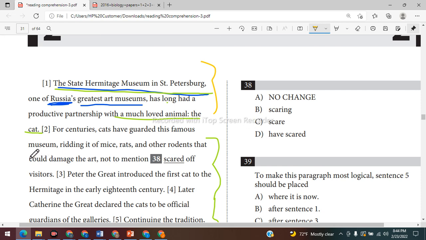Okay, in order to say could damage. No, not could damage. Let's look at it. It says ridding it of mice and other rodents that could damage the art, and not to mention. No change. C.